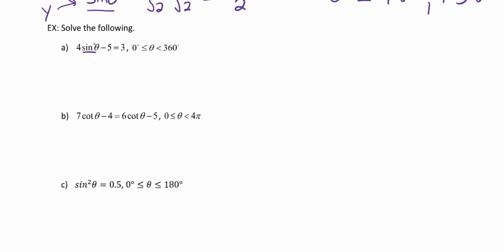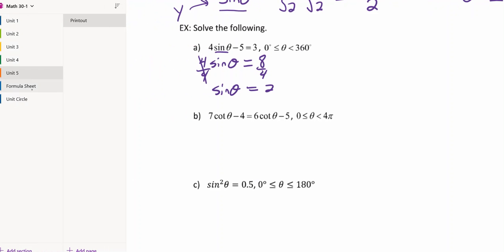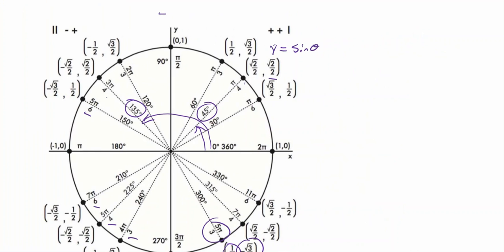All right, so this is going to be 4 sine theta, and then I'm just going to add 5 to both sides, so this would be equal to 8. Okay, and then divide by 4. All right, so where is sine theta equal to 2? Okay, so where is that? Well, let's look at the unit circle for a second. Where is sine theta equal to 2?